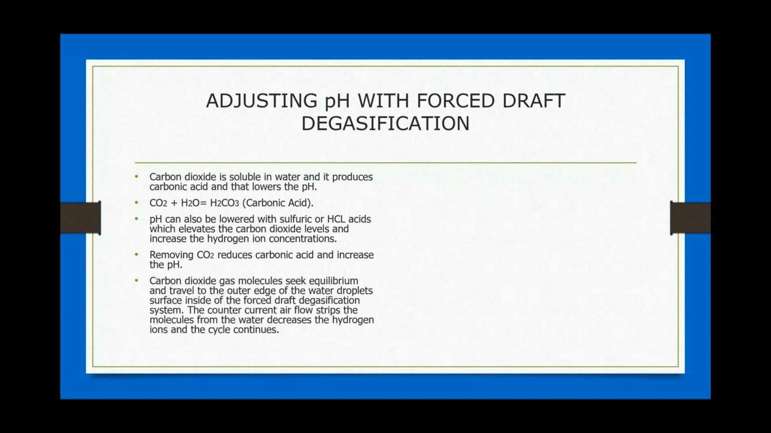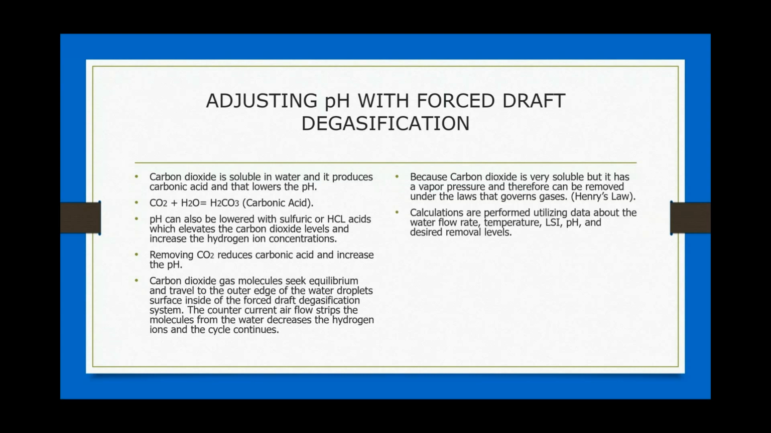Carbon dioxide gas molecules seek equilibrium. They travel to the outer edge of the water droplet surface in the forced draft degasification system, just as I showed you in that slide before. The countercurrent airflow strips the molecules from the water, decreasing the ions. Because carbon dioxide is very soluble, it has a vapor pressure and therefore it can be removed under the laws governing gases, Henry's law, which we mentioned earlier.